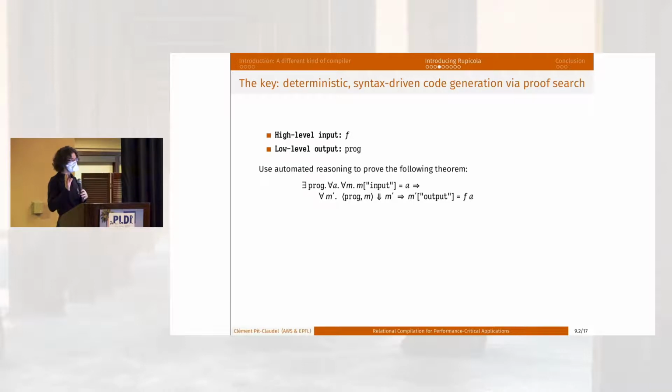Specifically, for each program that we want to translate with Rupicola, we state a theorem that says there exists a low-level program which, given the right arguments, produces the same output as the original functional program. So bear with me while we read this theorem together.